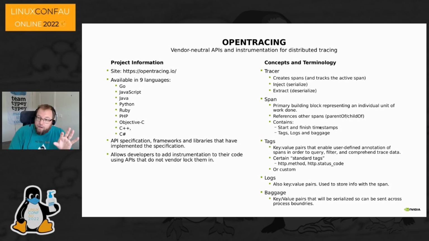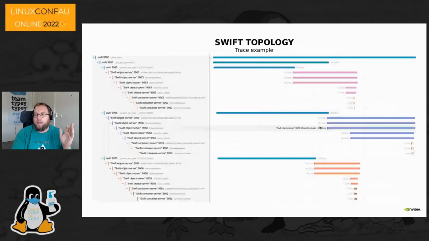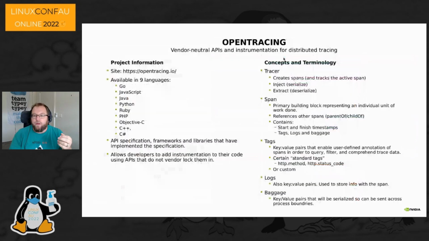And so a span is the basic building block. It references other spans. It has this parent-of, child-of relationship. If we go back again, I'm sorry for jumping around so much, but you can see that this span has a child and this child has a parent. It keeps track of the tree, I guess.